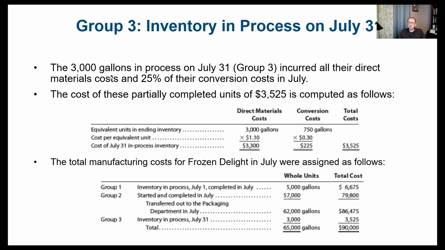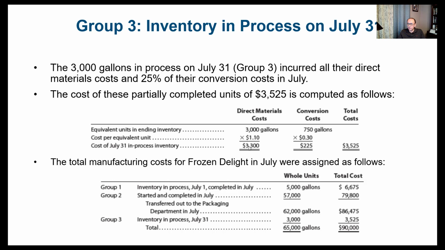So the 3,000 gallons in process on July 31st, which are Group 3, incurred all their direct material cost and 25% of their conversion cost. So for direct material, we have the entire 3,000 gallons. For conversion cost, it's the 3,000 multiplied by 25%, and that's 750. Let's multiply them again by the cost per equivalent unit, $1.10 for the material and 30 cents for the conversion.